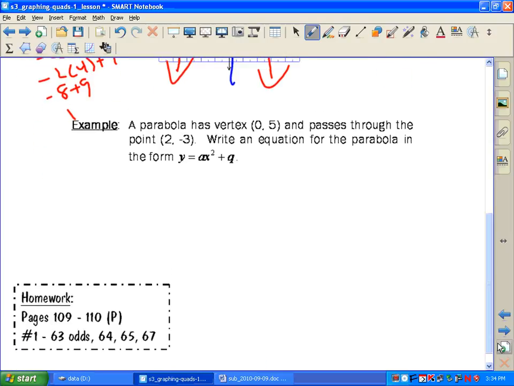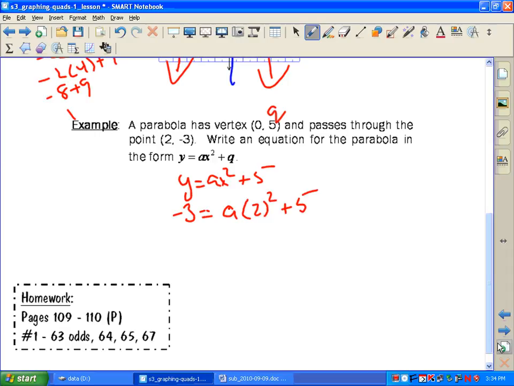One more example, then it's homework time. A parabola has a vertex 0, 5 and passes through the point 2, negative 3. Write the equation for the parabola in the form y equals ax squared plus q. So we know right here that this is our q. So we know that's y equals ax squared plus 5. And then we'll just plug in the point 2, negative 3 in for x and y. So negative 3 is your y, so it's negative 3 equals a times 2 squared plus 5.